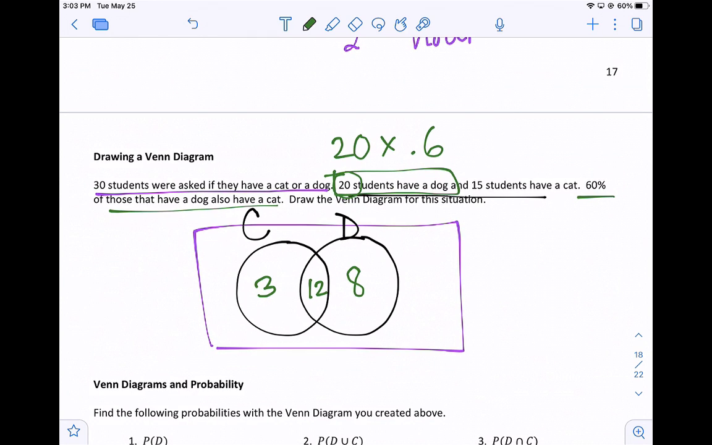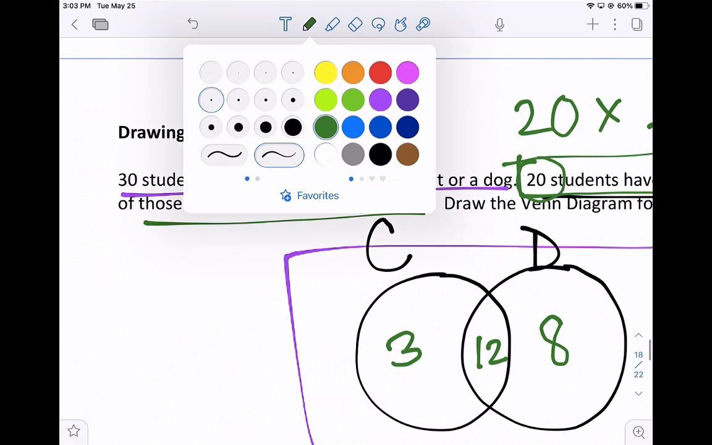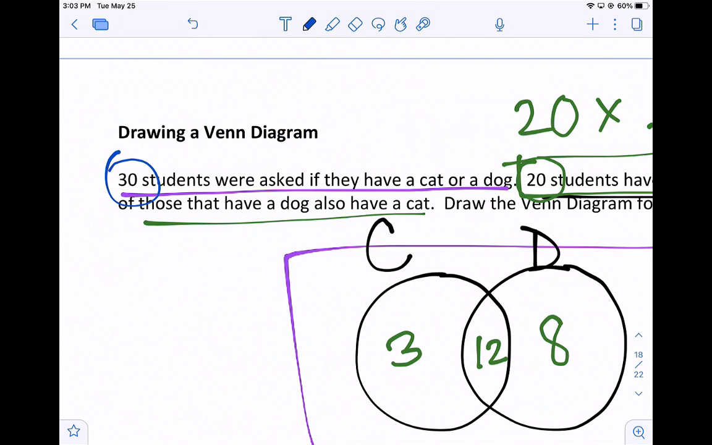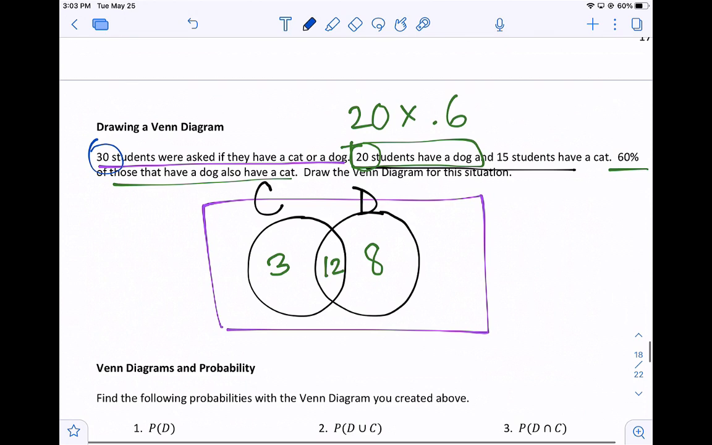And let's see, so it says 30 students were asked total, so we have to make sure that, well, maybe some people don't have a cat or a dog. So if we add up 3 plus 12 plus 8, what do we get? That's 23 students have a pet. So 30 minus 23 is 7. 7 kids don't have a cat or a dog. So here's the Venn diagram that we've created.